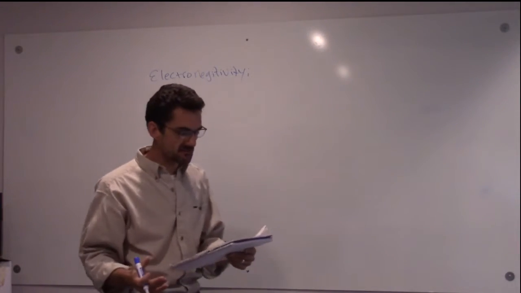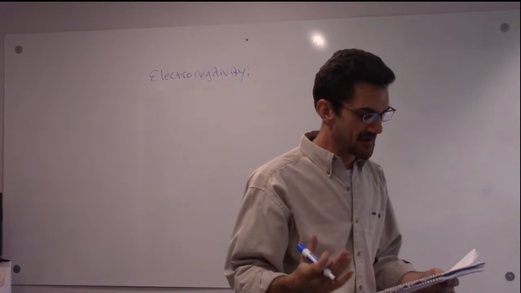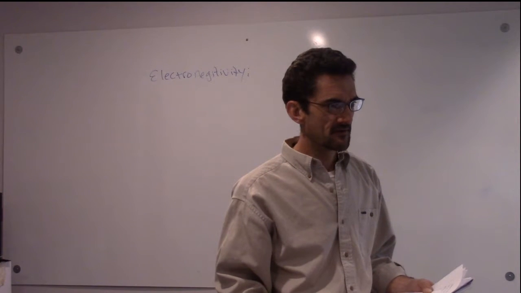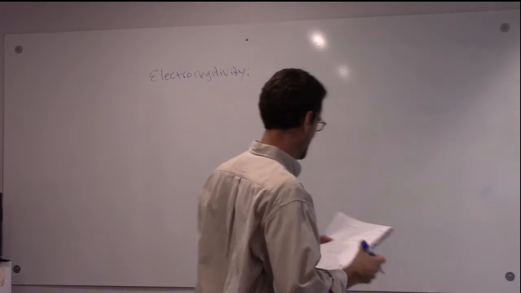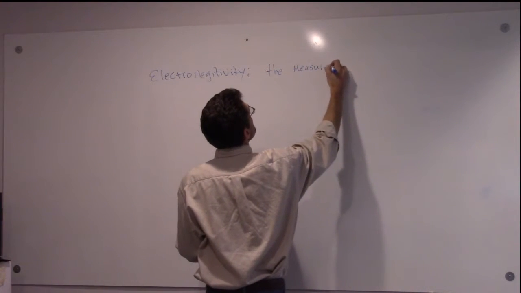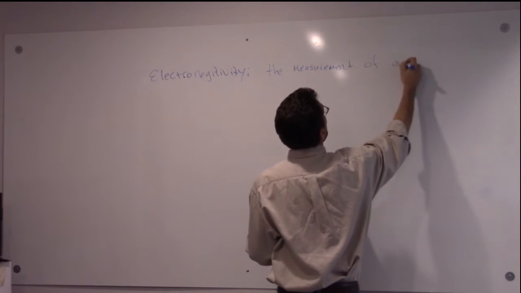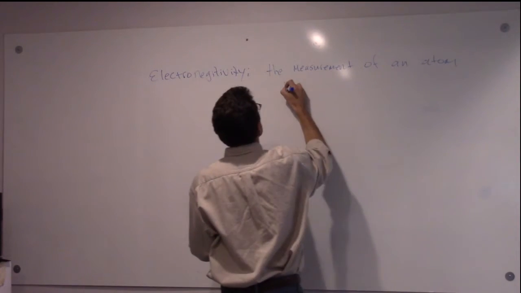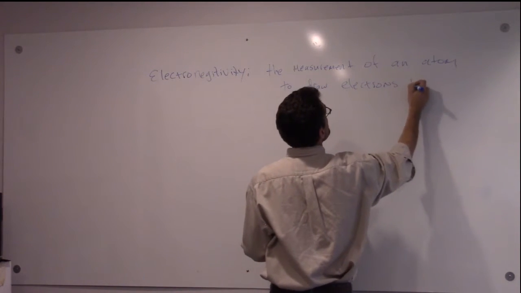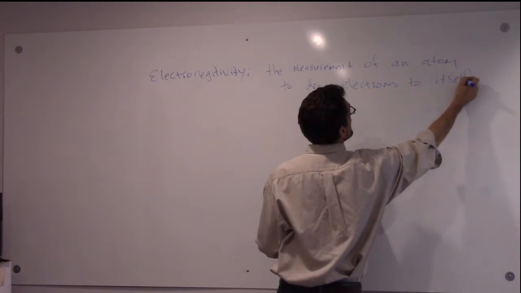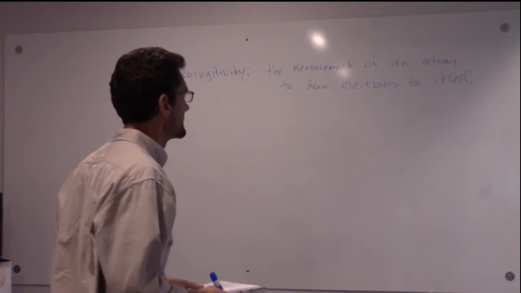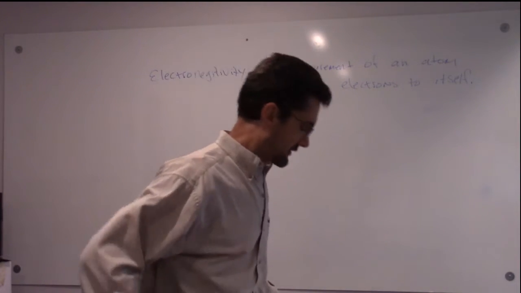And it is the measurement of an ability of an atom in a molecule to draw electrons to itself. Take a look at your periodic table, and we will see if we cannot come up with a rule of thumb for electronegativity.